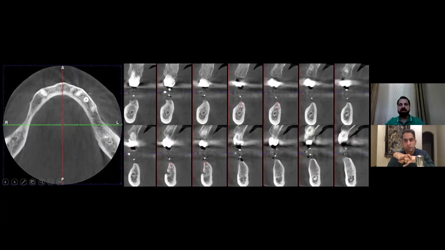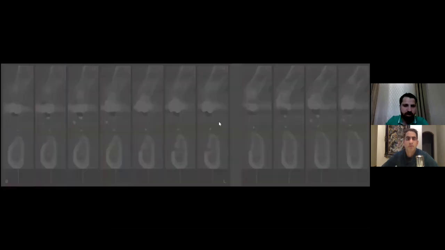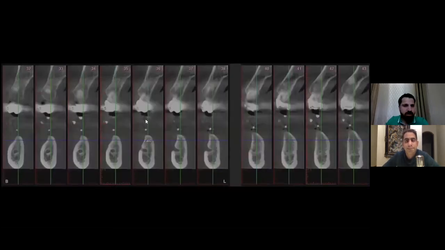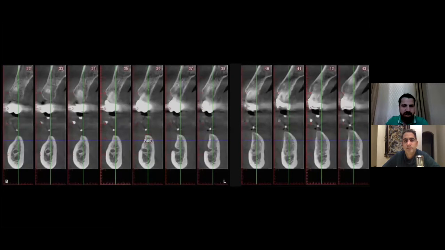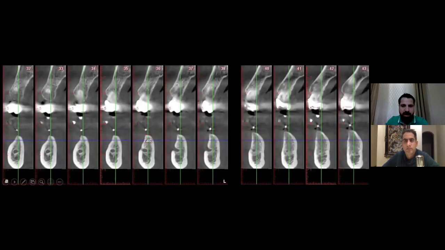If you see here in site number 6, we have almost 3 millimeters, and if you go with your implant in this site, you will have almost the whole implant out of the bone. As well here, you can see tooth number 6 and tooth number 5. On number 5, if you're going to place it, it's going to be almost out of the bone all the way to the apex.